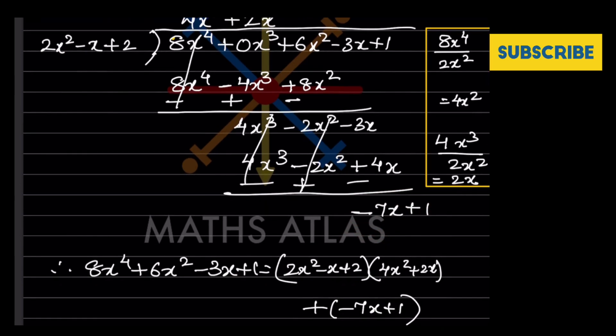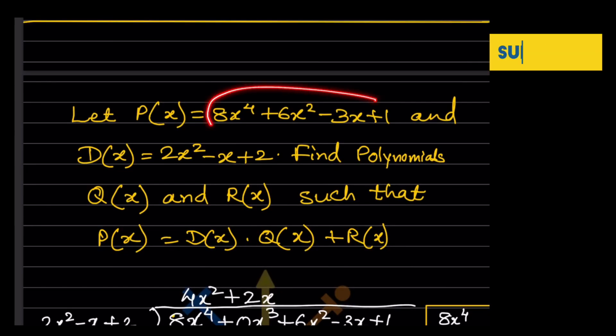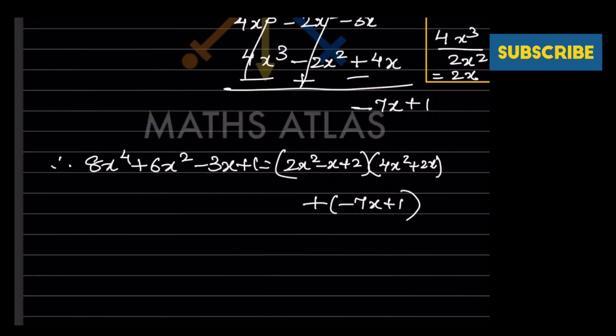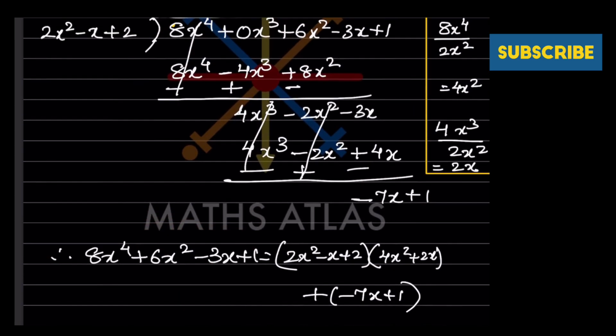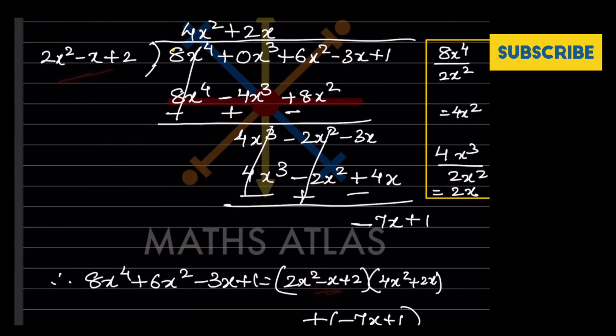So how are you going to write here? This dividend. But you are not going to put your 0x cube, because the original one has x squared here. This thing you will write over here. So dividend is equal to divisor. Divisor is here into quotient. Quotient is here plus remainder. Plus remainder means this is over here. So this is the answer.